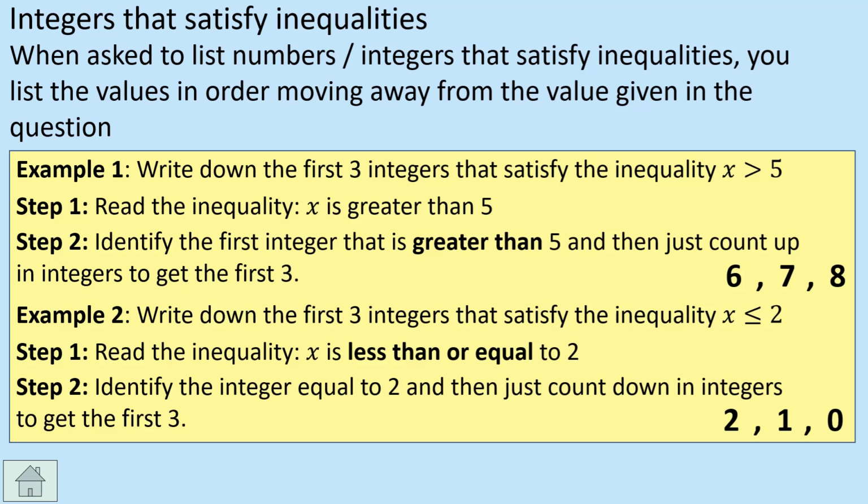Now your question may be, is 0 an integer? Yes, it is. So 0 is classed as an integer. You could argue it's not a whole number, but it is classed as an integer. That is something to be mindful of. So there we go. 2, 1, and 0 are the first three integers that satisfy the inequality x is less than or equal to 2.